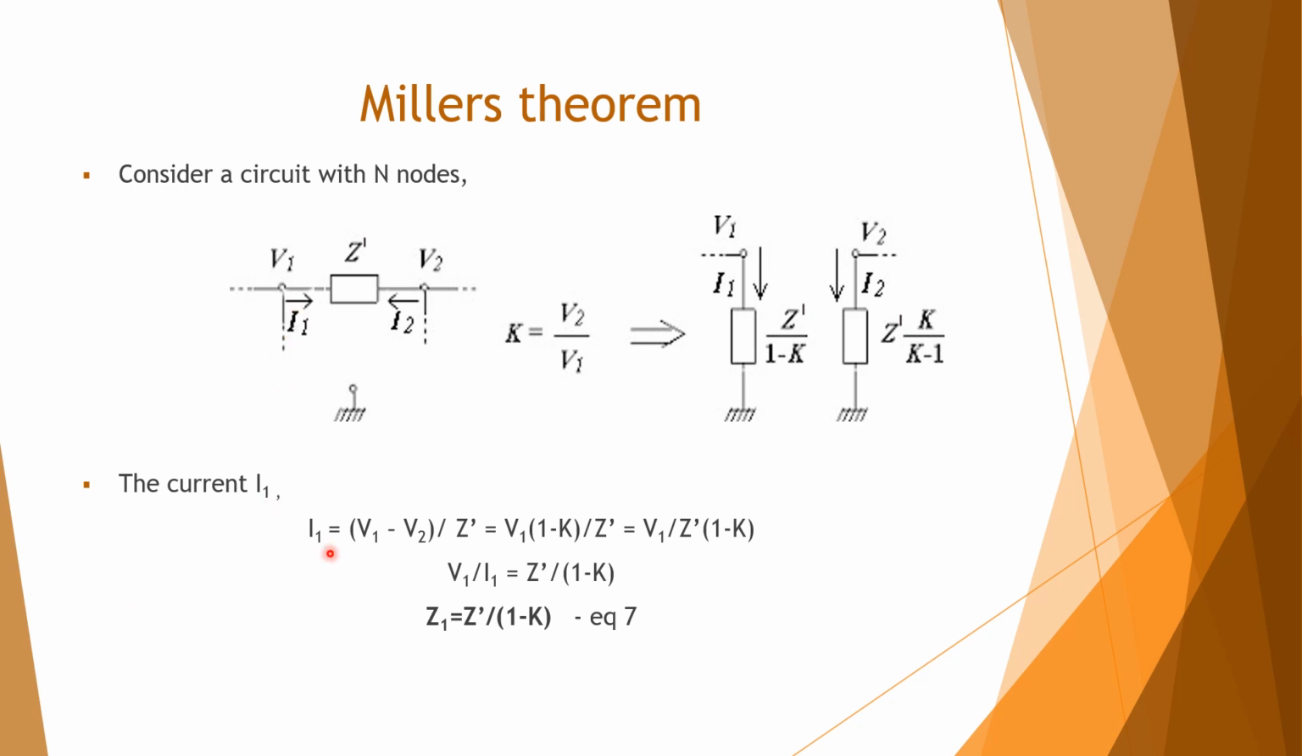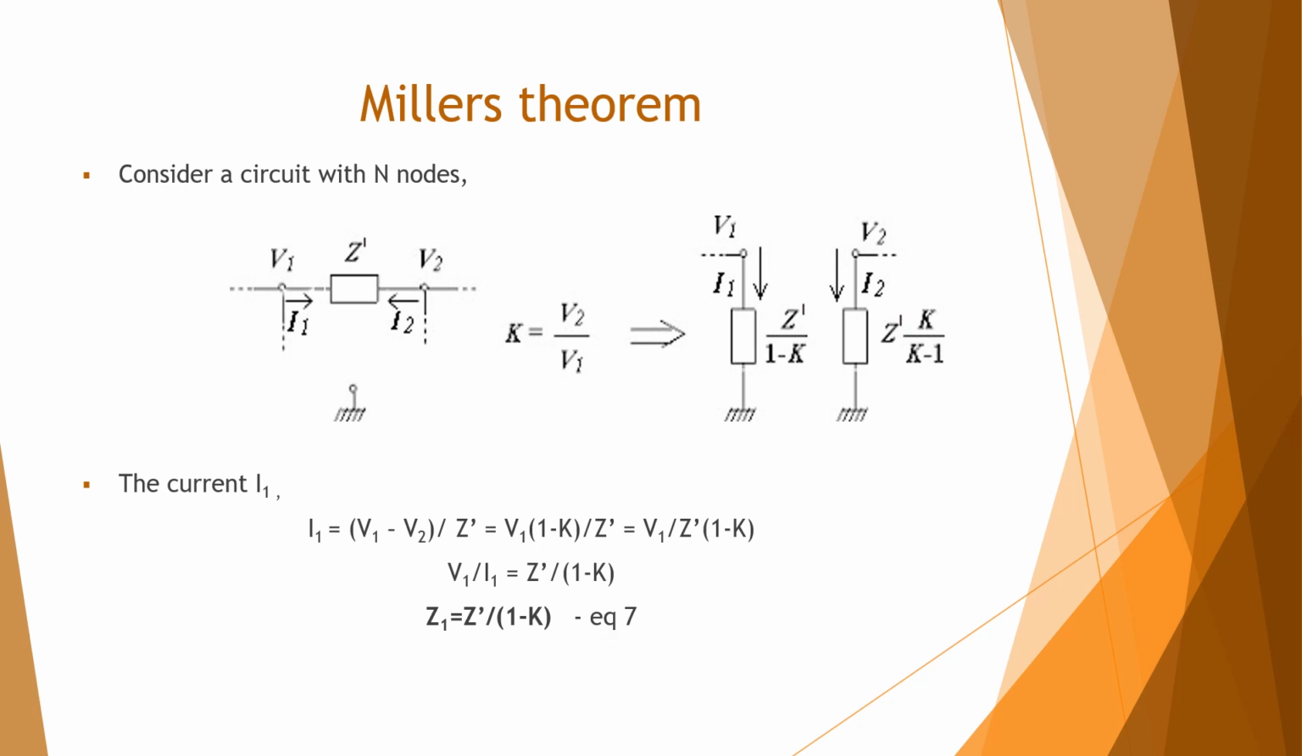The current I1 is equal to V1 minus V2 by Z dash, and substituting V2 as K V1, this becomes V1 into 1 minus K by Z dash. That is, V1 by I1 equals Z dash by 1 minus K, and this impedance becomes Z1 equals Z dash by 1 minus K, and this is an important relation.